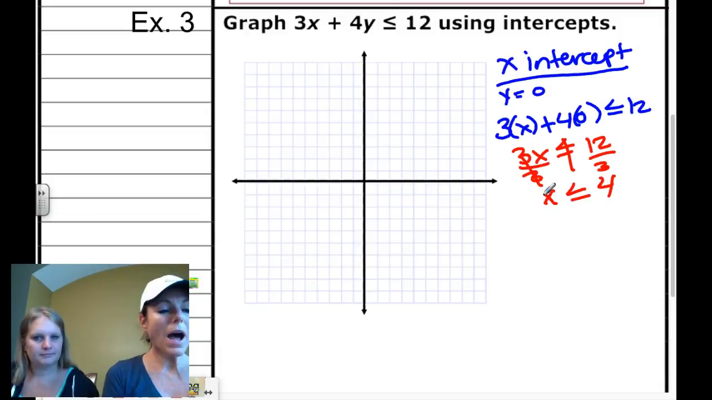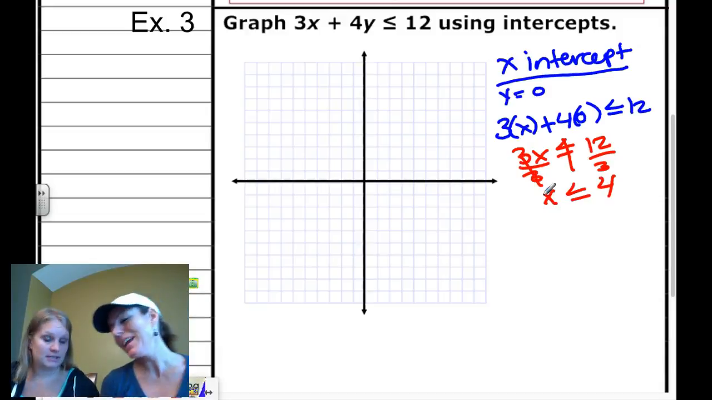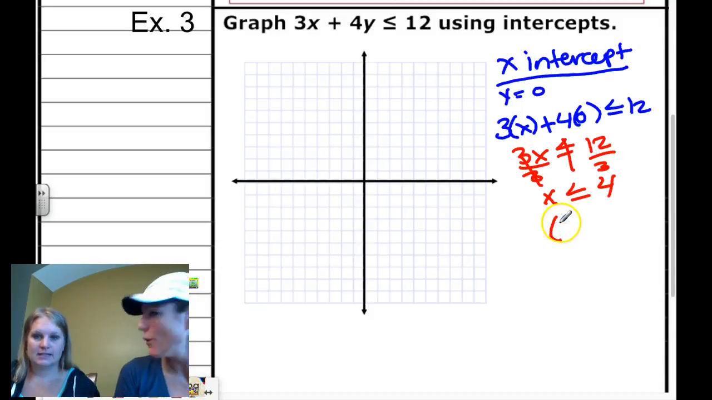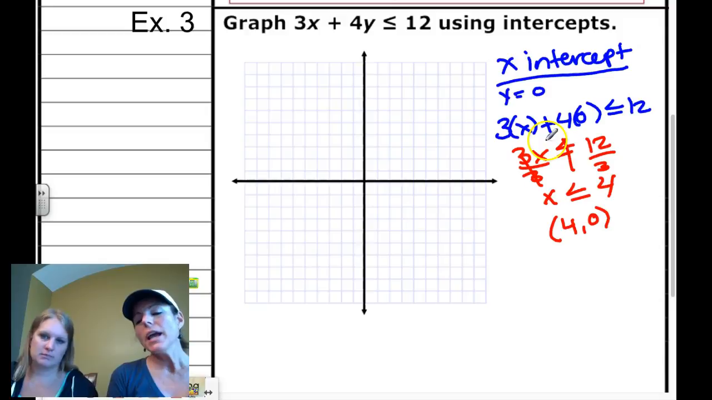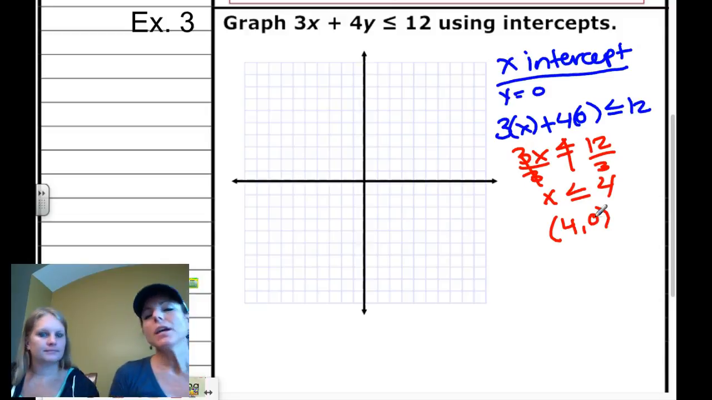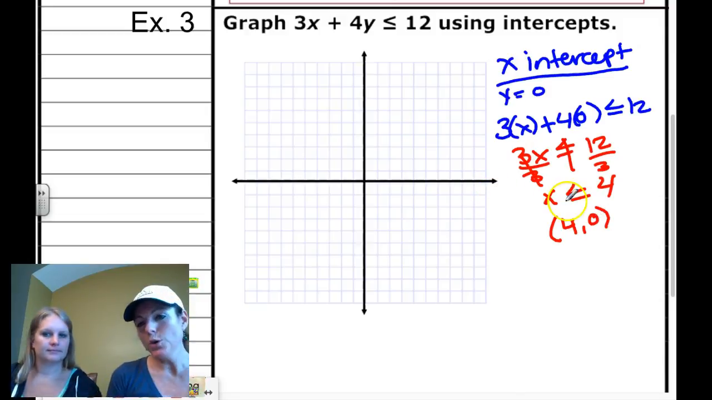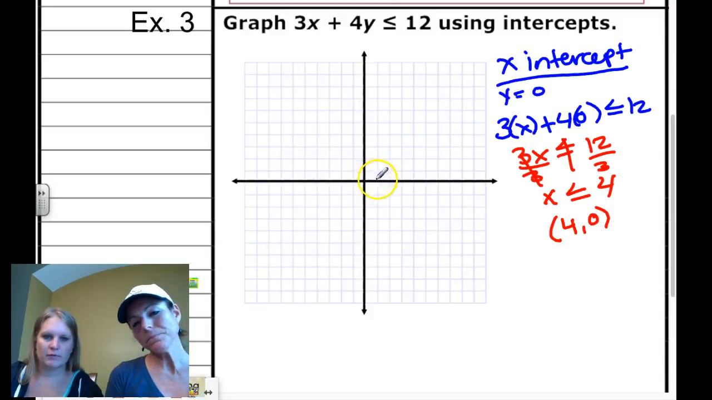So our x-intercept is 4, 0, because the 4 goes to the x. Sometimes, I know we left the inequality in because that's what the original problem is. If it confuses you, you can use an equal sign because that's really what you're doing, but it doesn't matter. So I'm going to quick plot that. I'm going to go over 4: 1, 2, 3, 4, and not up any. There we go.